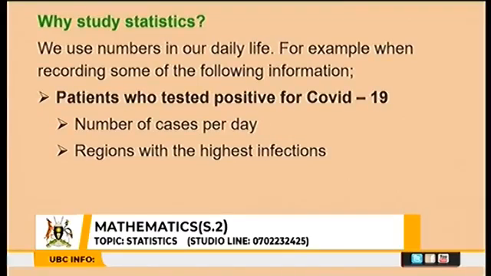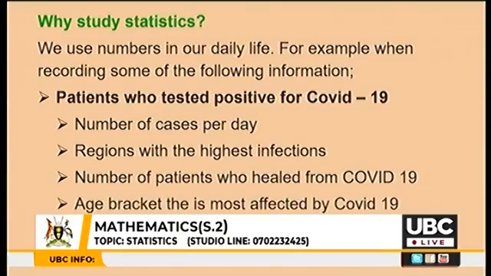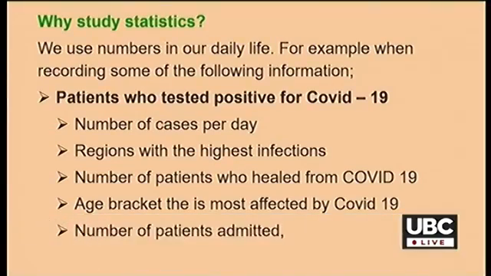Statistics is also going to help us to look at regions with the highest infections. Because you have that data collected, it is going to help you to find the regions with the highest infections. Statistics is also going to help us to find the number of patients who have healed from COVID-19. It is also going to help us to determine which age bracket has been most affected by COVID-19. So you have seen that statistics is very important. It will also help us to determine the number of patients who are admitted. So that's how statistics helps us in our daily life.